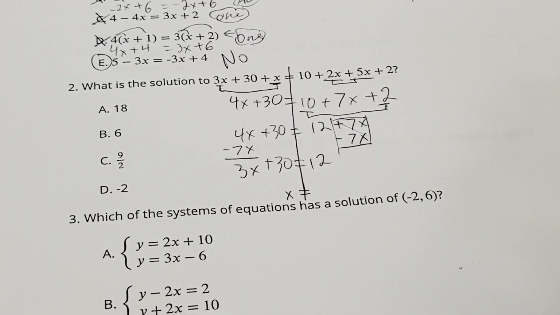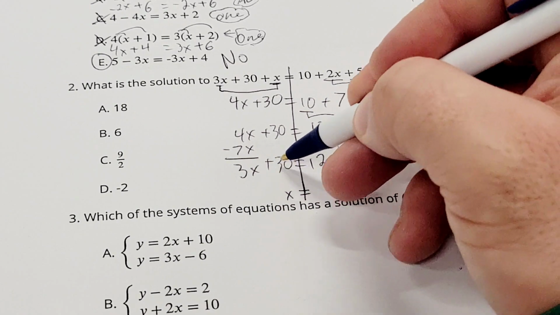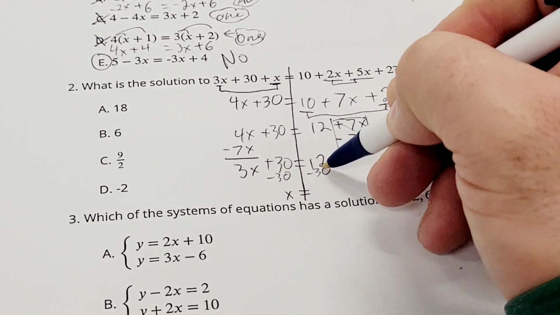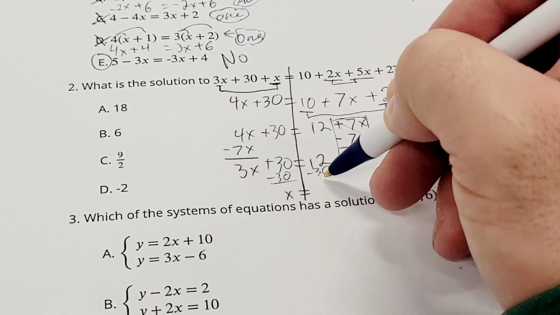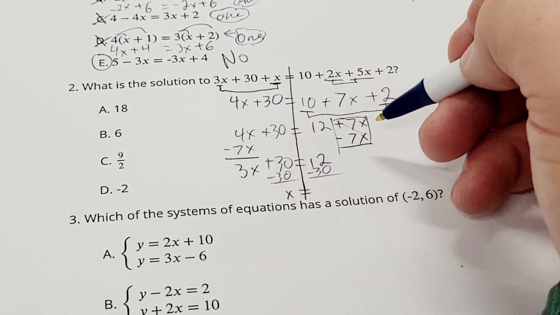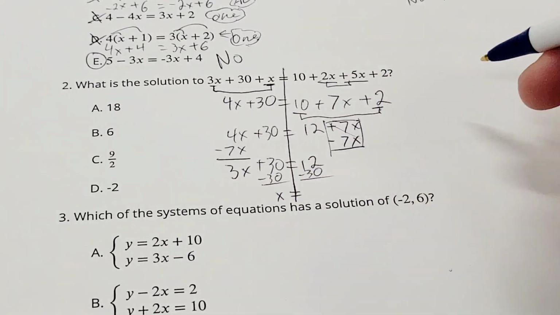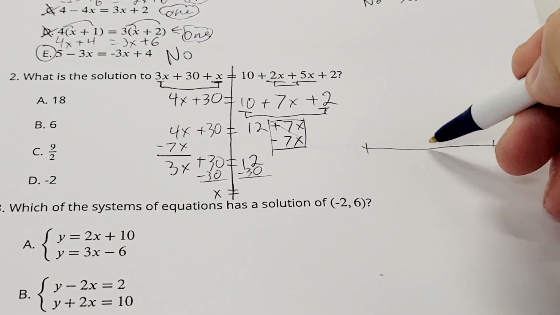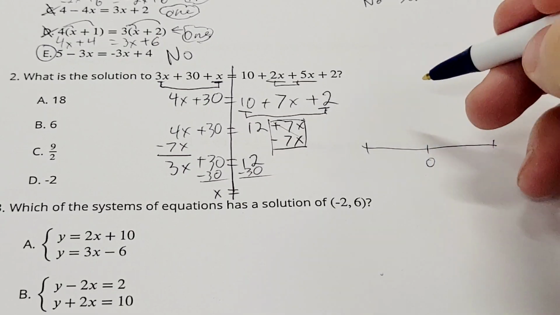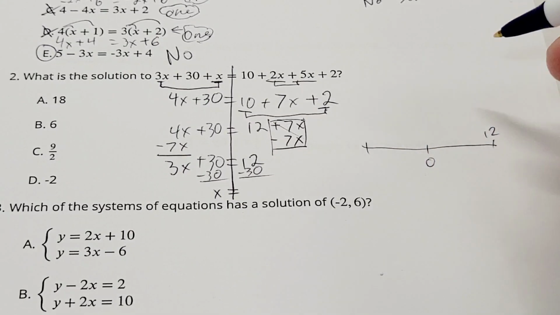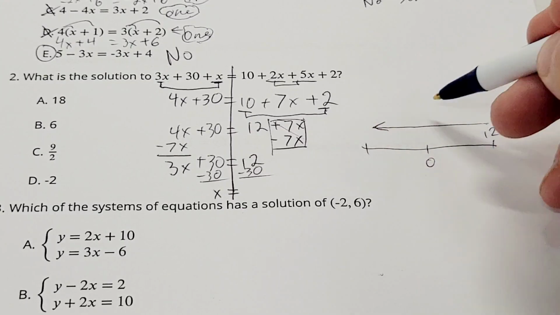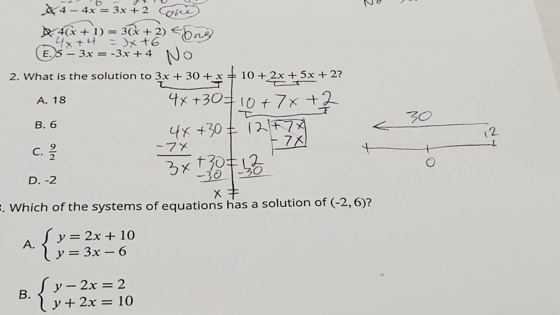Okay, and now the non-x's I don't want on the left, so I'm going to subtract 30, subtract 30. So here's what's up. I'm going to go kind of on the side because we're teaching this to our 7th grade right now, and we need to remember this too. We're starting at 12. We're going this way 30.